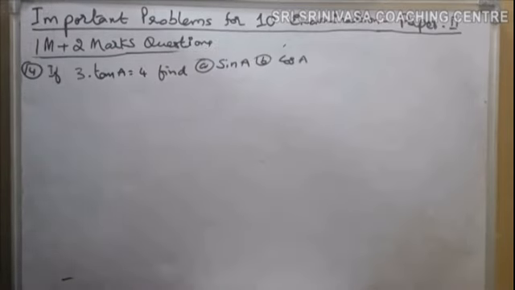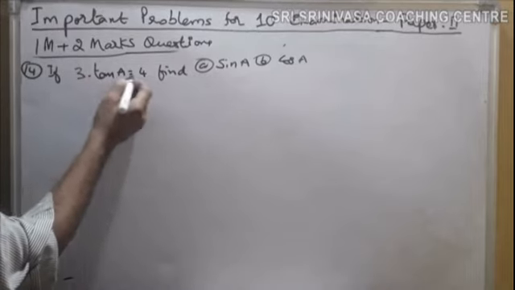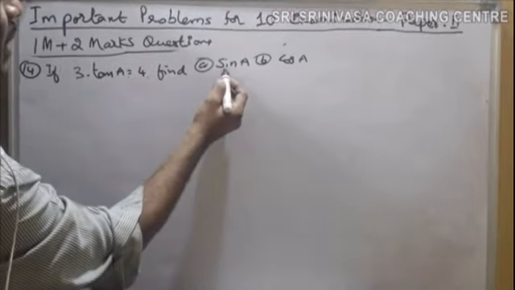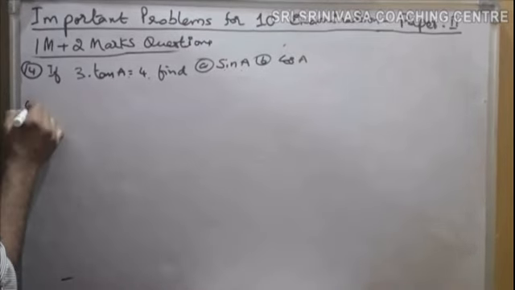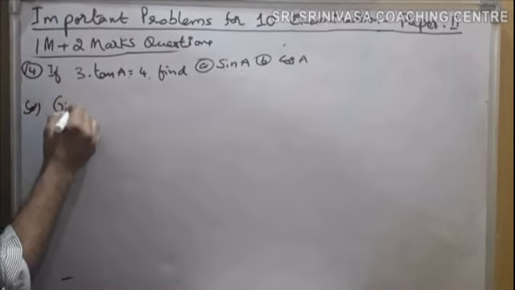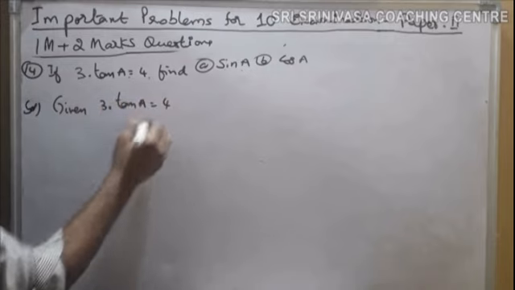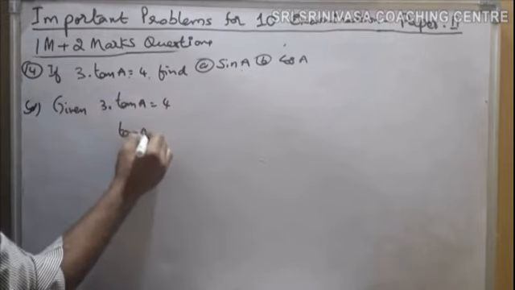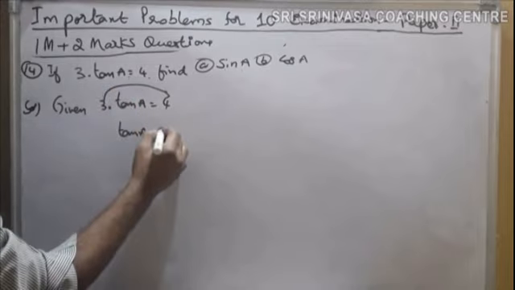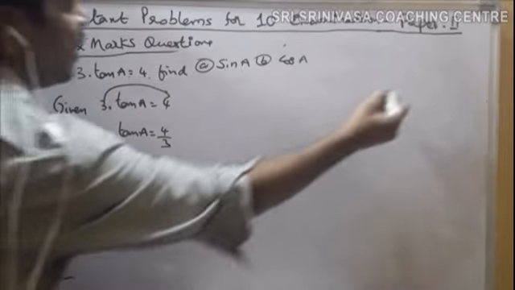Let us go for the next question. In this question it is given 3 into tan A equal to 4, and we are asked to find sin A and cos A. So it is given 3 into tan A equal to 4. So tan A can be written as, with 3 shifted here, 4 by 3. Now tan A.